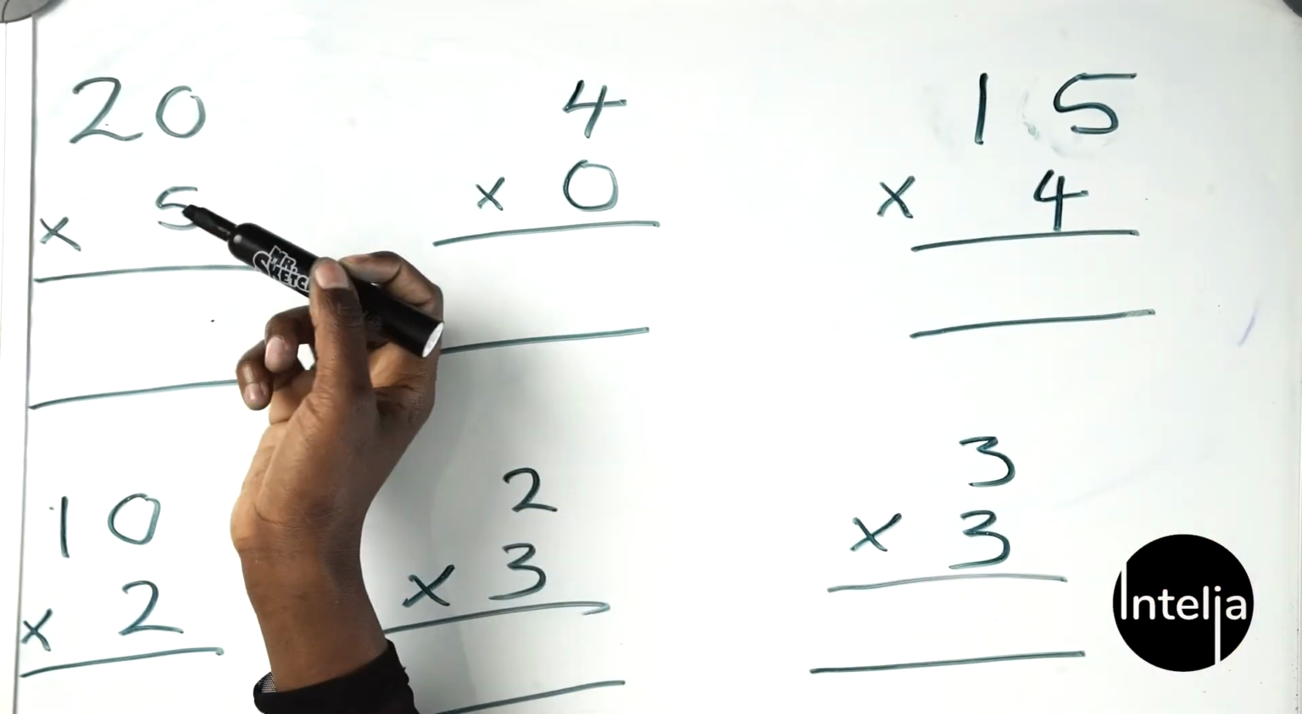Hi everyone, welcome back. Today we're doing multiplication and division math for the grade 2s. So to start, we have 20 times 5.